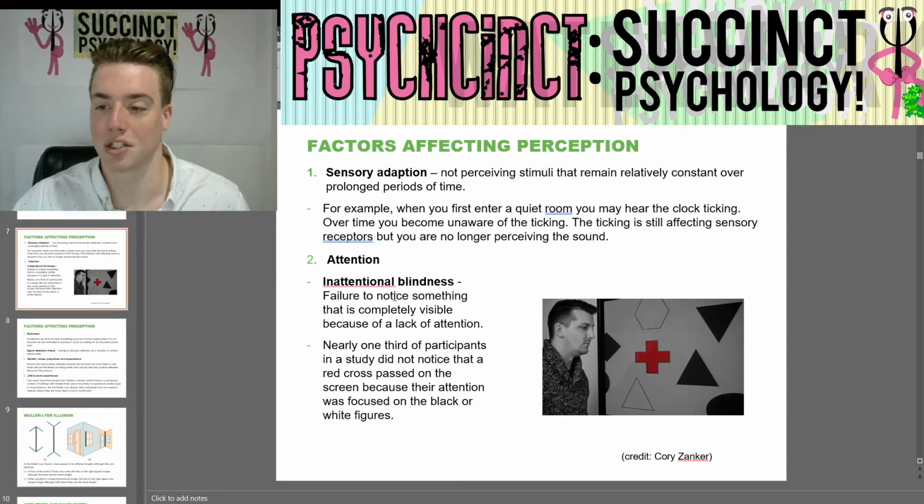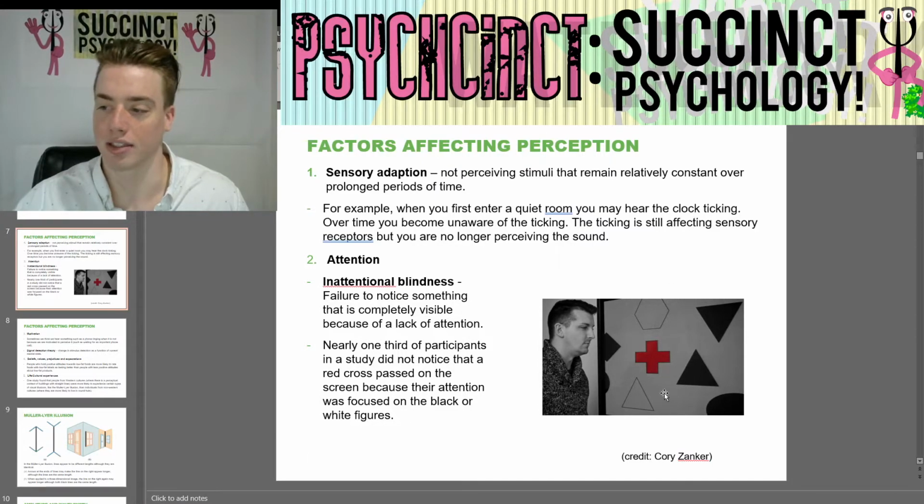So then we have attention. First we have inattentional blindness. It's failure to notice something that is completely visible because of a lack of attention. In this picture here, nearly 1/3 of participants in a study did not notice that a red cross passed on the screen because their attention was focused on the black and white figures.